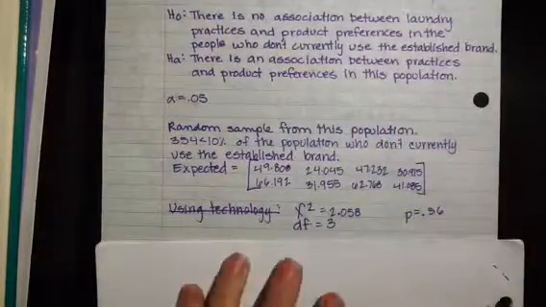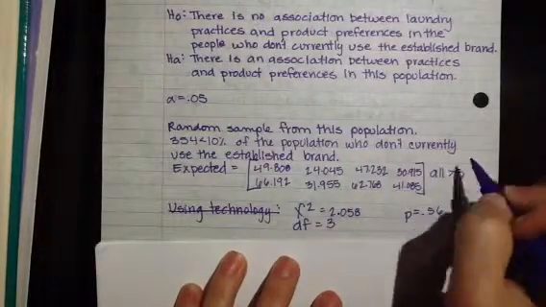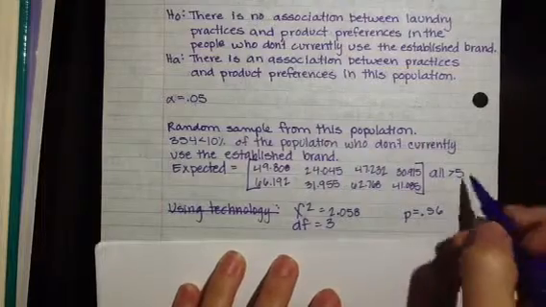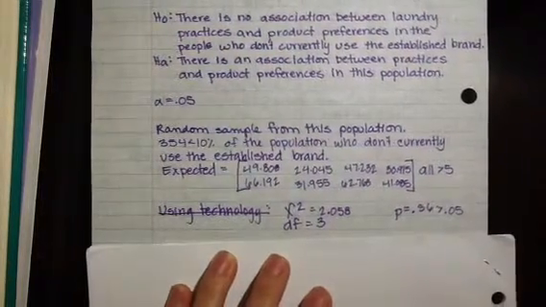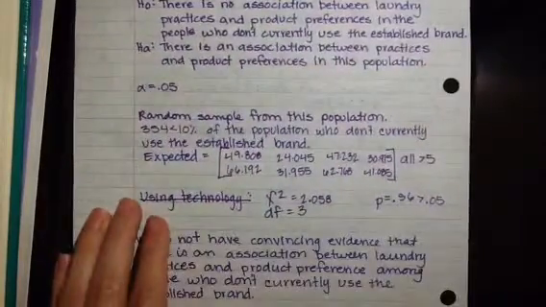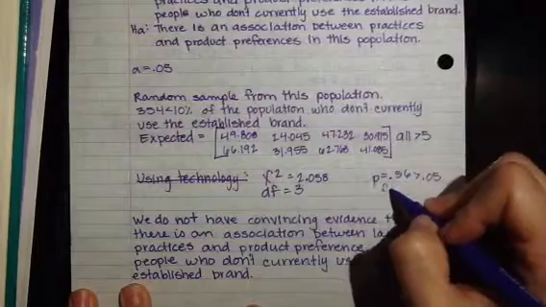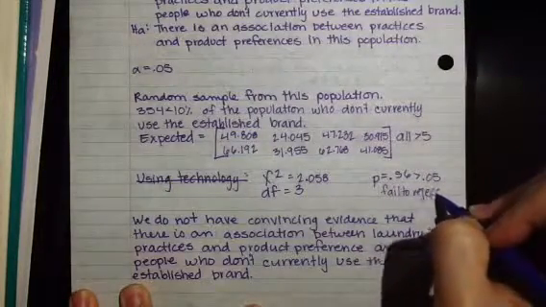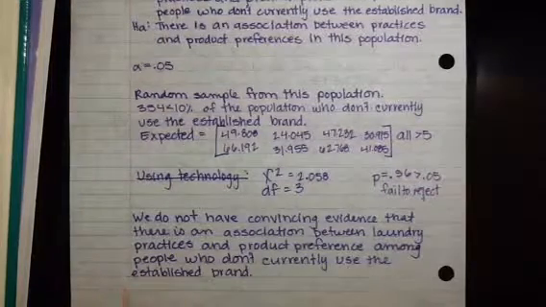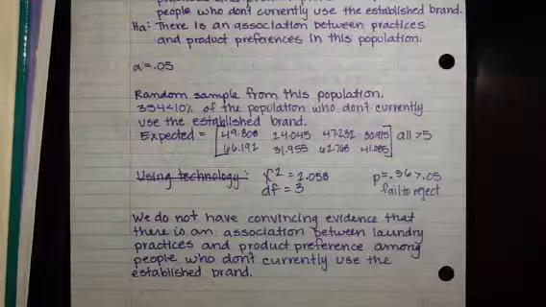Now we can definitely see that these are all greater than 5. So our conditions were met. Because our p-value is so high, definitely higher than our 0.05 alpha level, we will be failing to reject. We do not have convincing evidence that there is an association between laundry practices and product preference among people who don't currently use the established brand.